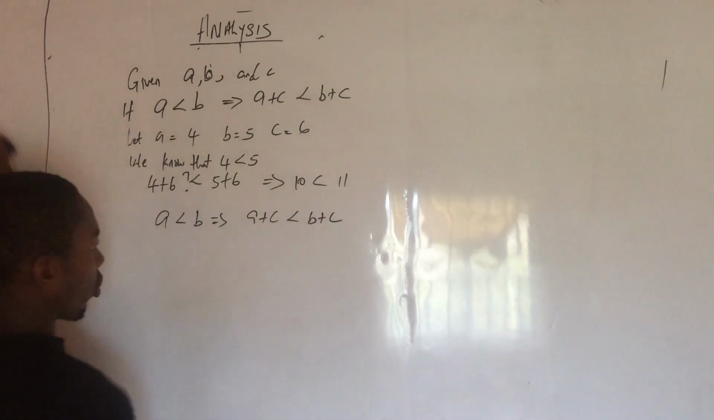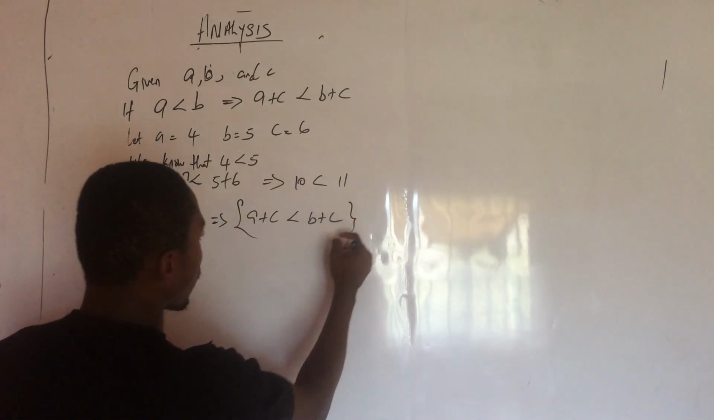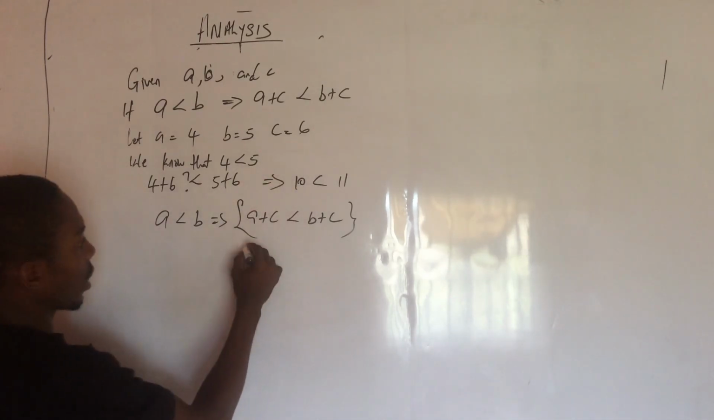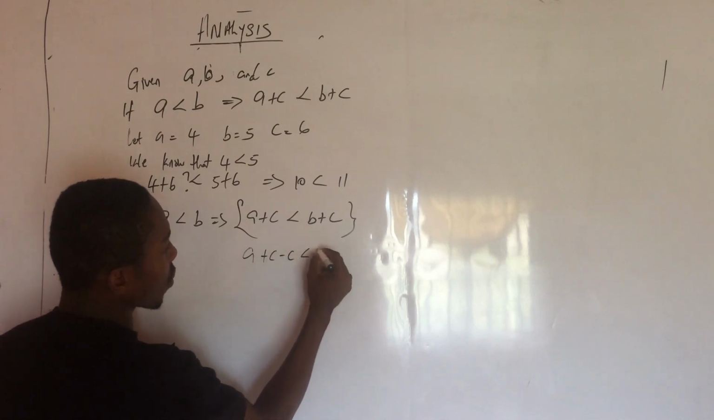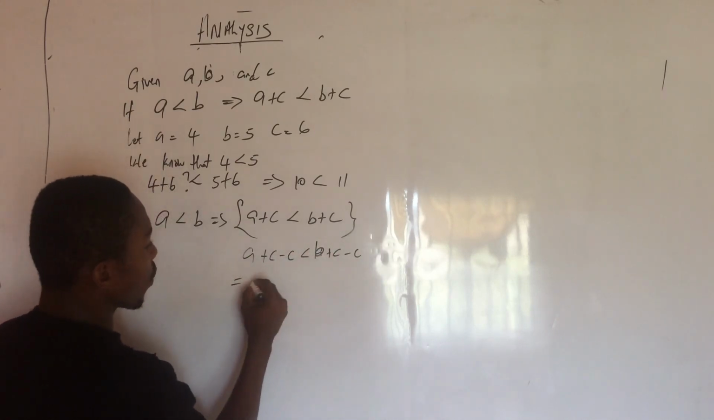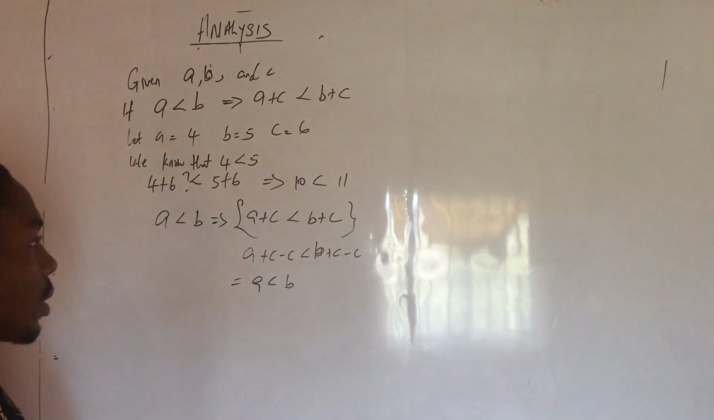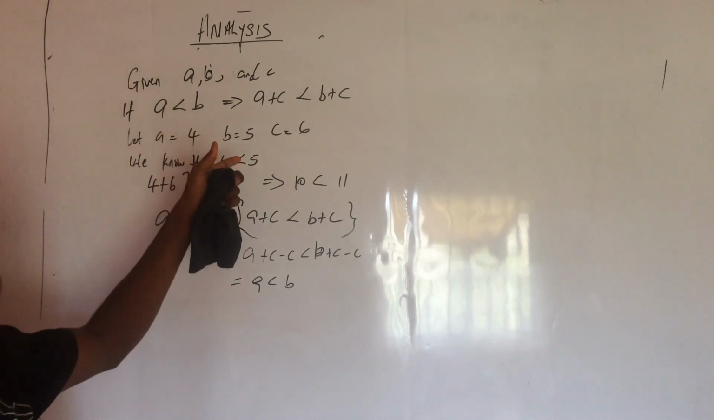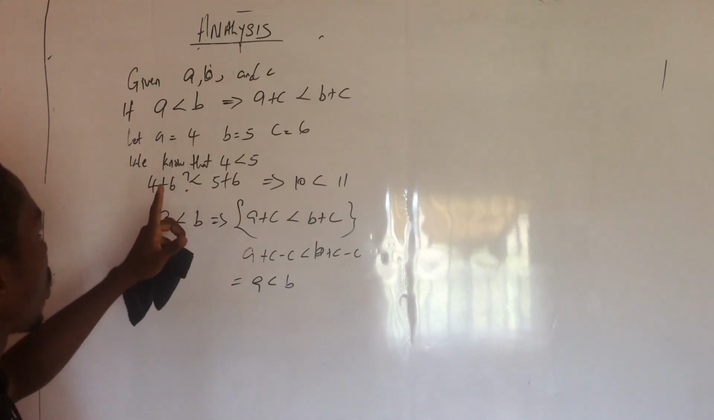So if you solve this inequality, you are going to subtract C from both sides. When you subtract C from both sides, you say A plus C minus C is less than B plus C minus C. Now this will give you back A is less than B. So you see that. So whenever we are given any two values, this holds.